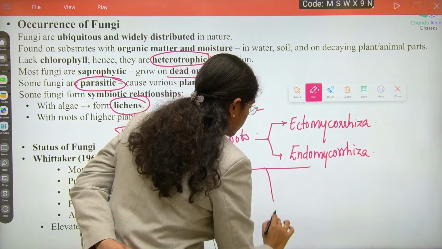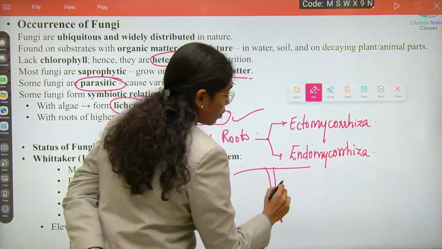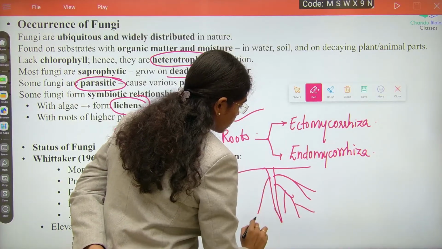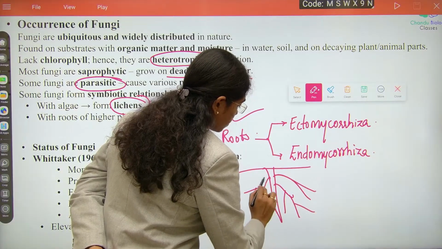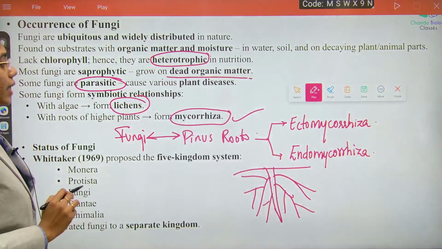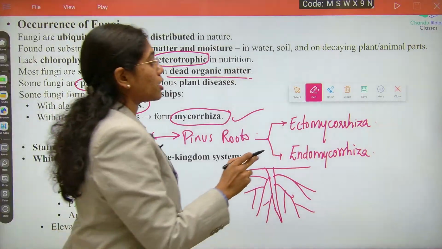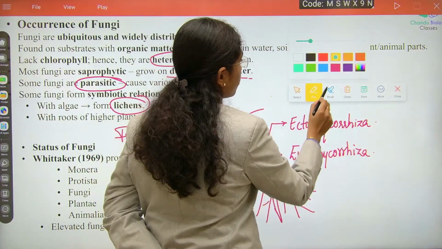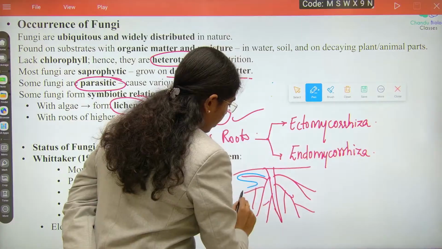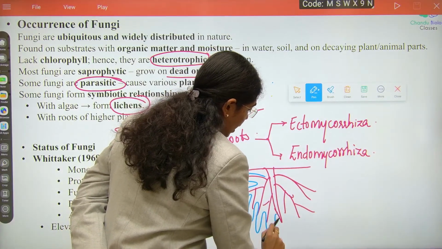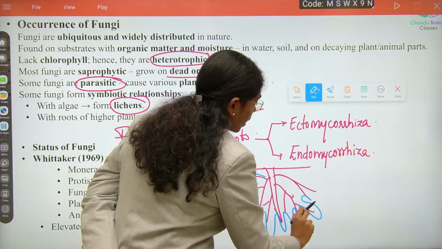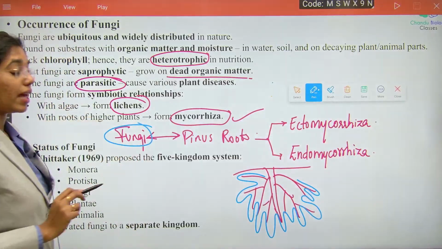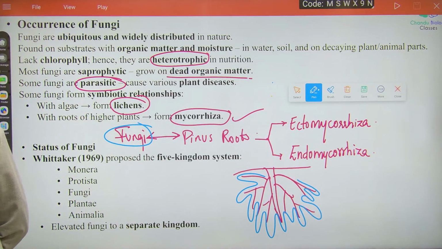Take the root system. Pinus has a tap root system. If the fungus is associated from the outer regions of the root, this is ectomycorrhizal association. The main purpose of this association is to increase the surface area of roots, thereby increasing the absorption of water and minerals.